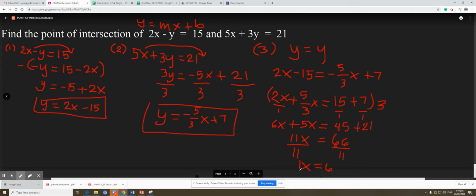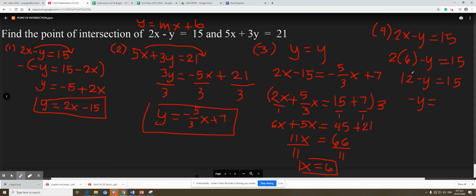Right now, we still have to find the value of y. So how do we find the value of y? We will substitute the value that we found for x to any of these equations. So I will pick the first equation. So we have 2x minus y equals 15. Therefore, we substitute the value of x. 2 times 6 minus y equals 15. So this will become 12 minus y equals 15.